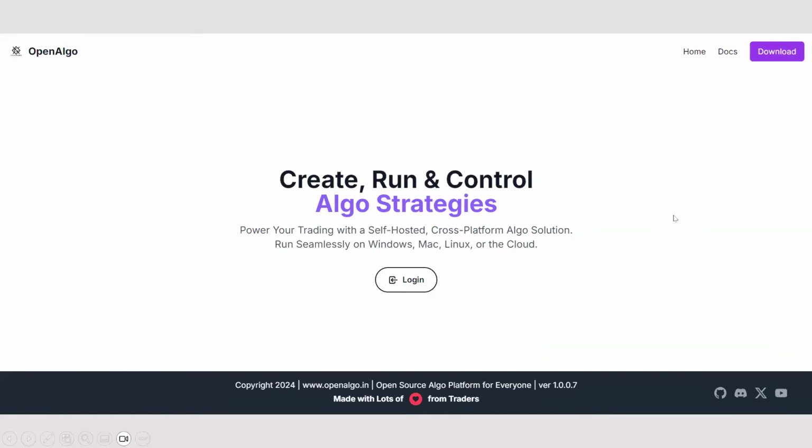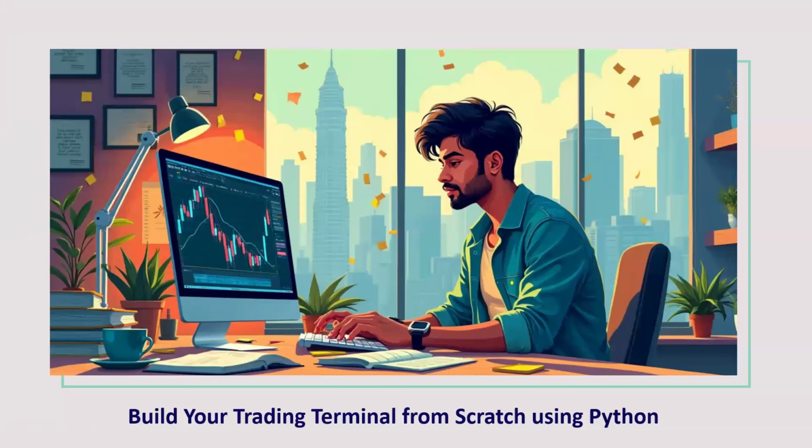So this is like OpenAlgo. It's completely written using the ChatGPT 4.0 model. And then, we have also come up with a mentorship course on building your own complete, full stack trading terminal from scratch using Python.